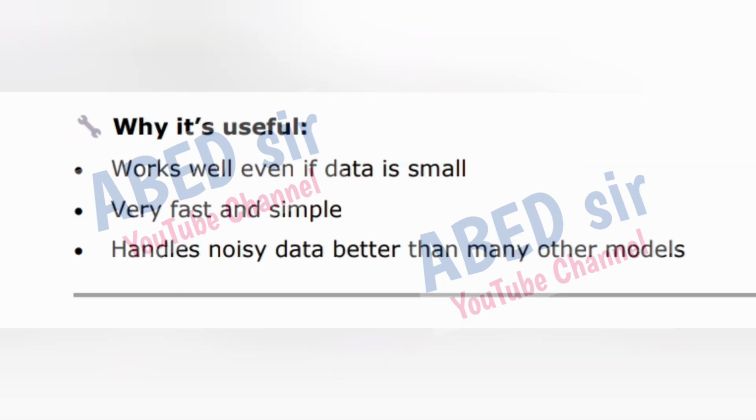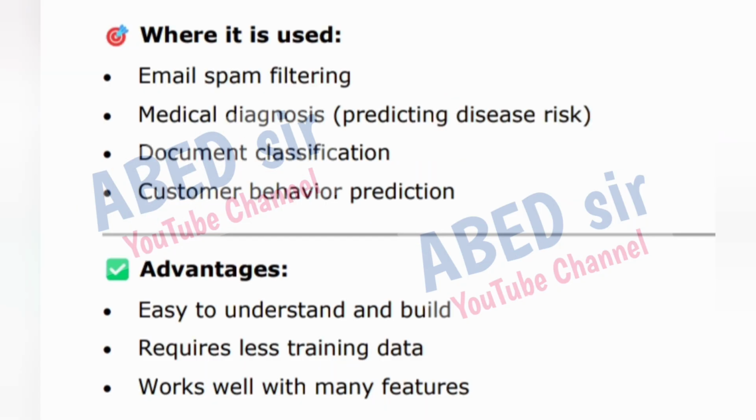Why it's useful? Works well even if data is small. Very fast and simple. Handles noisy data better than many other models. Where it is used. Email spam filtering. Medical diagnosis, predicting disease risk. Document classification. Customer behavior prediction.